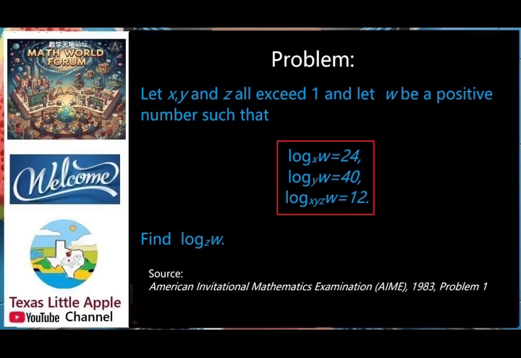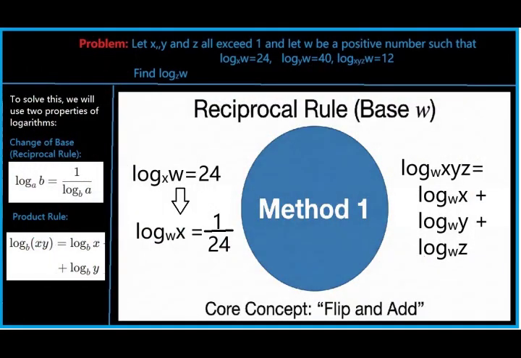We'll solve this problem using 3 different methods. Although the approaches are different, each one reveals a deeper insight into how to think about and solve logarithmic equations. Let's walk through these 3 methods and see, step by step, how they lead us to the solution. Method 1 uses the reciprocal rule of logarithms. The core idea is simple: flip and add. Now, let's walk through the details step by step.